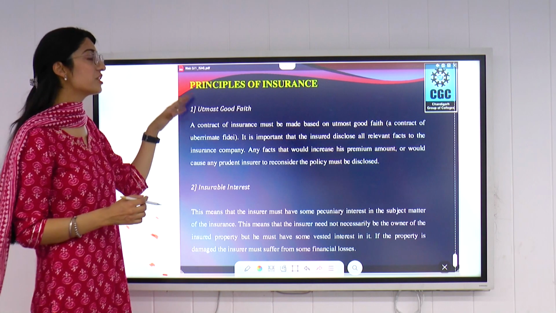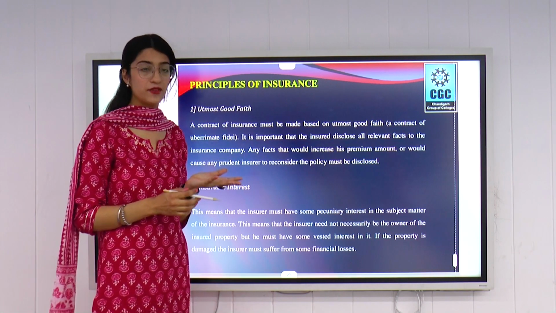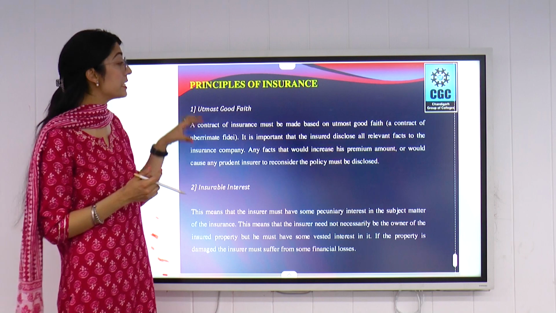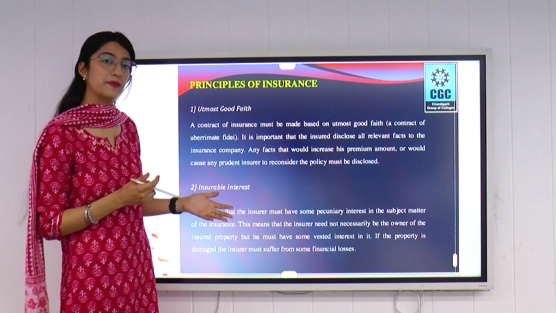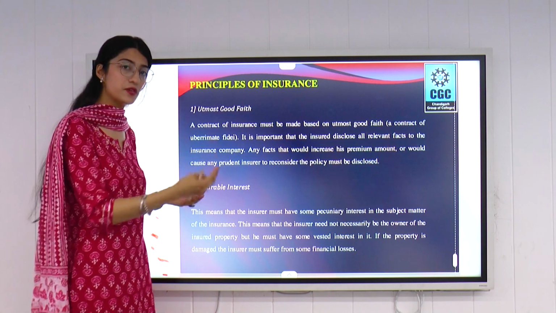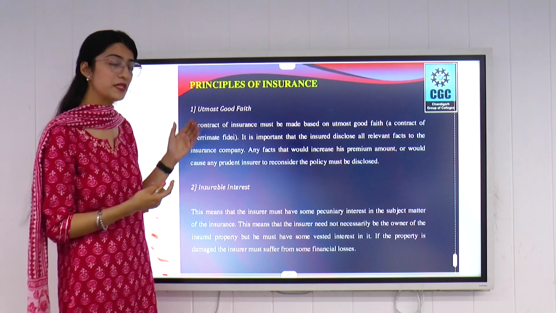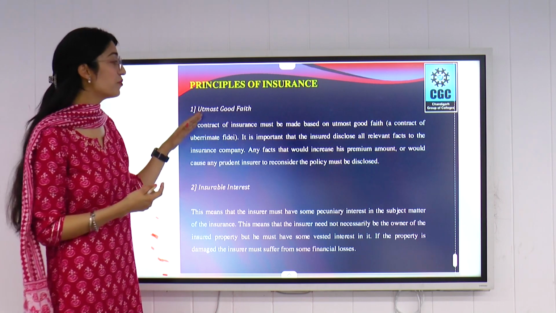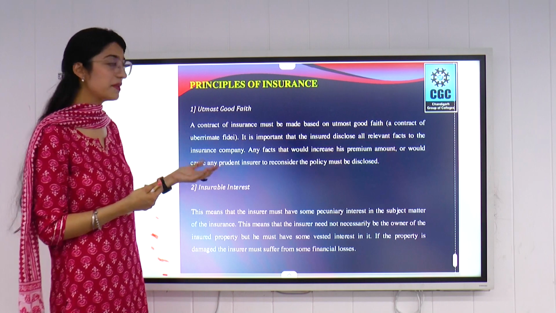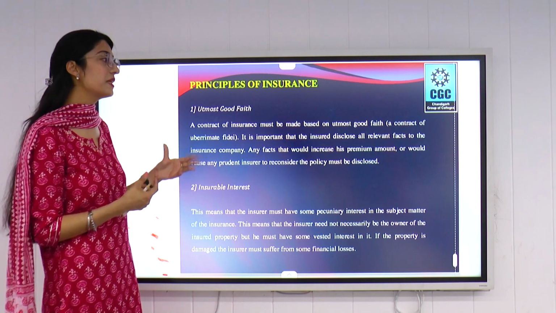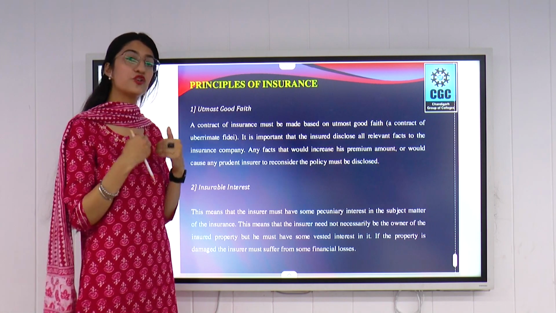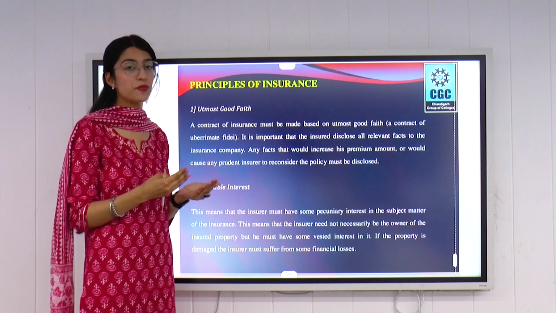Now, the most important thing: the insurance policy is based on certain principles. How insurance works is based on certain principles. The first principle is utmost good faith. As the name suggests, utmost good faith means that both parties give true and fair information to each other prior to the contract.